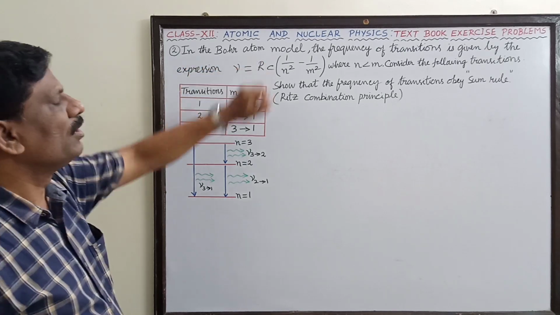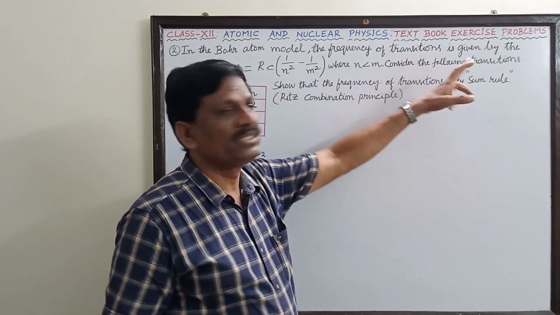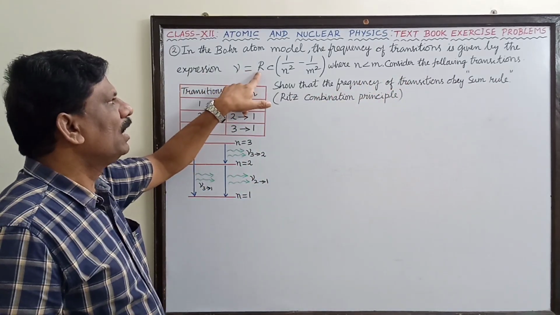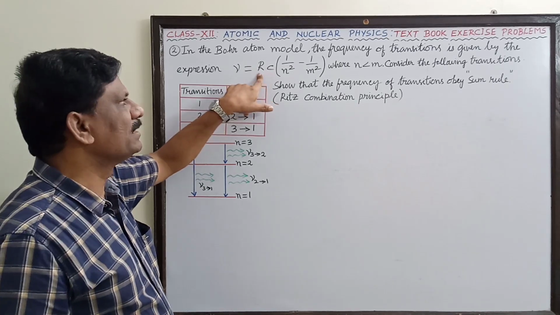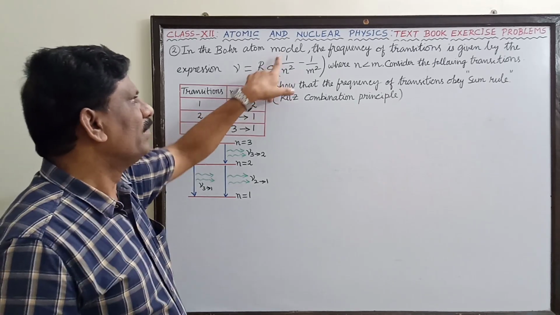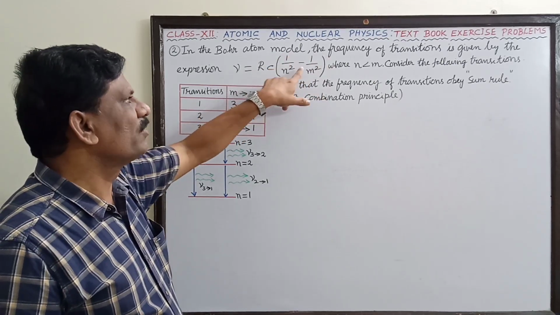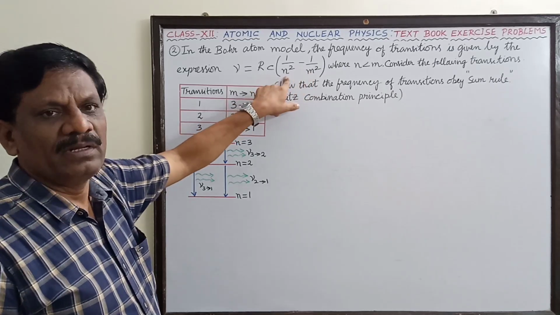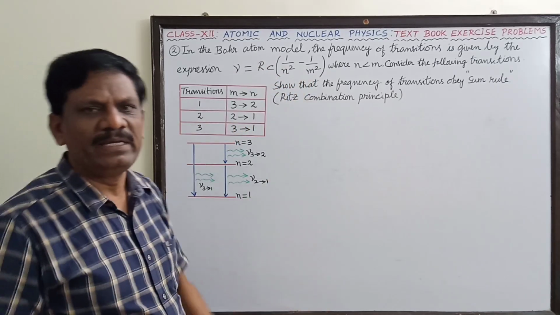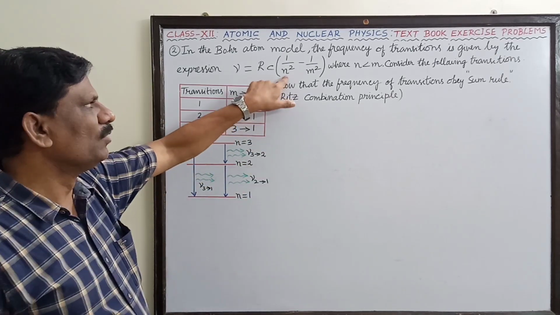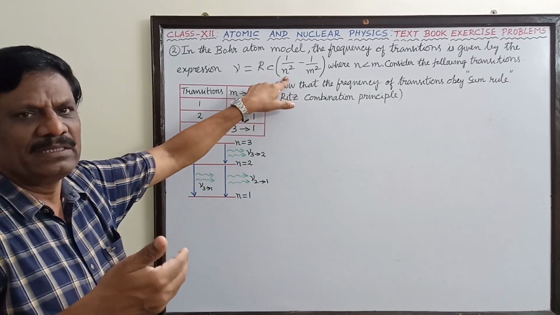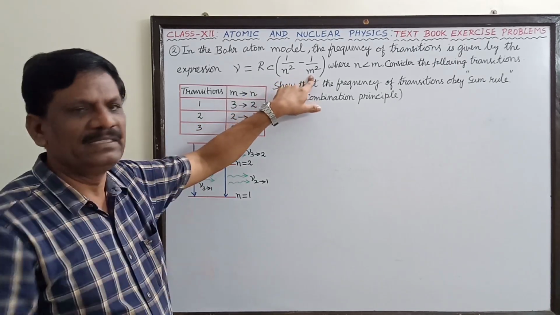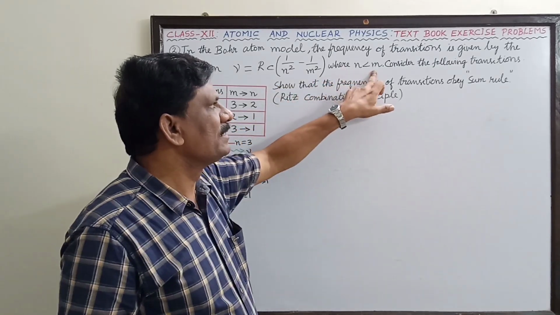In the Bohr atom model, the frequency of transitions is given by the expression nu equal to R into c, Rydberg constant into velocity of light, multiplied by 1 by n square minus 1 by m square. This also can be written as 1 by n1 square minus 1 by n2 square, where n is the reaching point, that is the lower energy state, and m is the starting point, that is the higher energy state, where n is less than m.